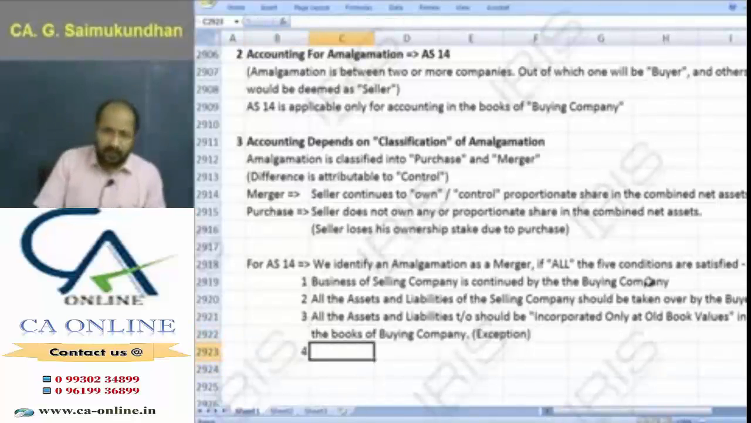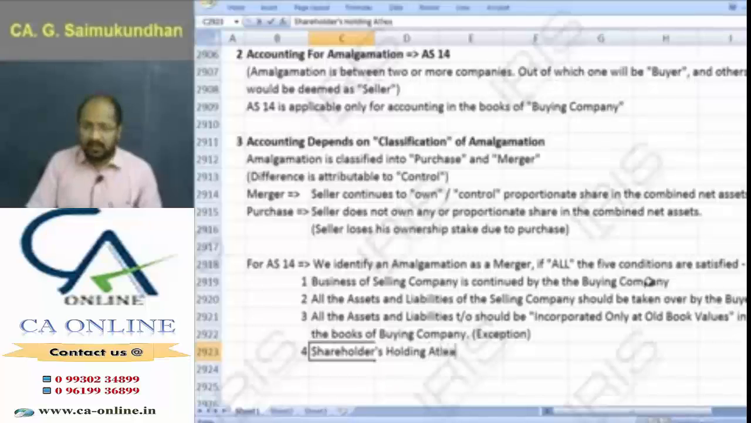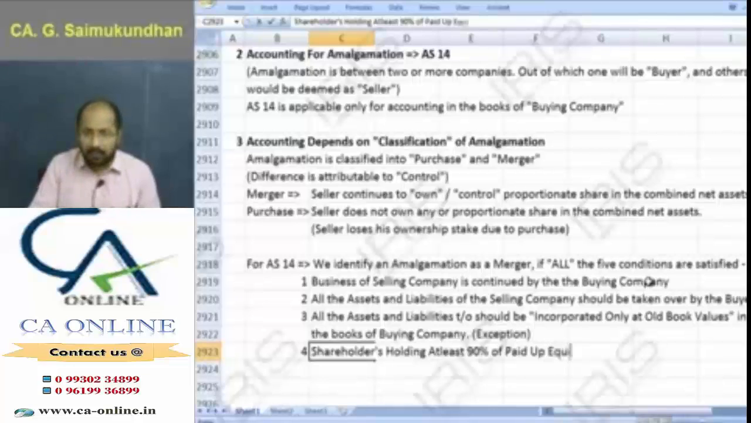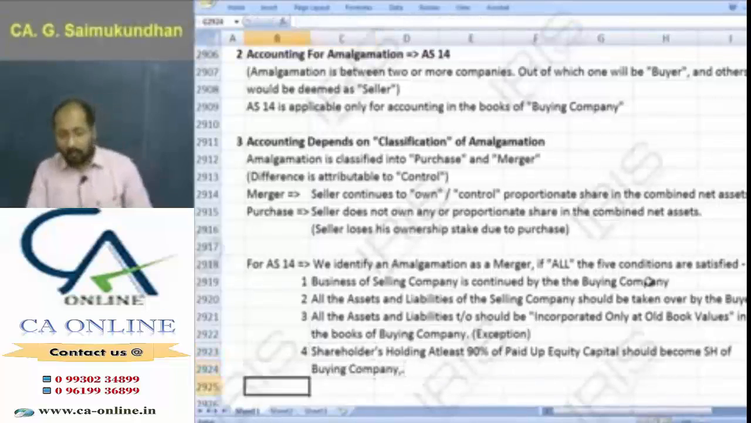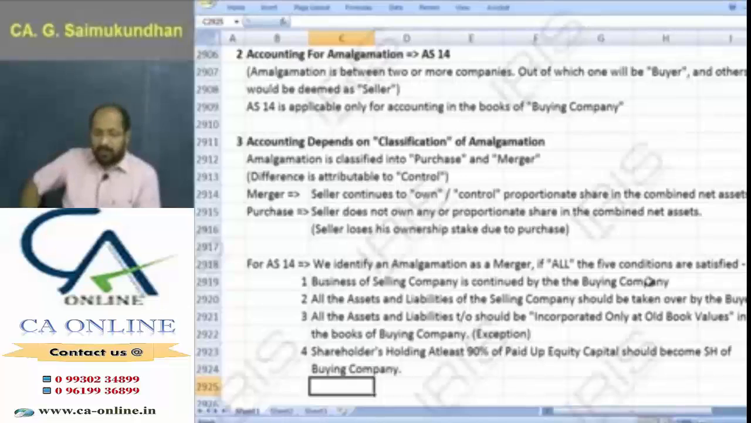Condition number 4. Shareholders holding at least 90% of paid up equity capital should become shareholders of buying company. So shareholders holding at least 90% of paid up equity capital should become shareholders of your buying company.